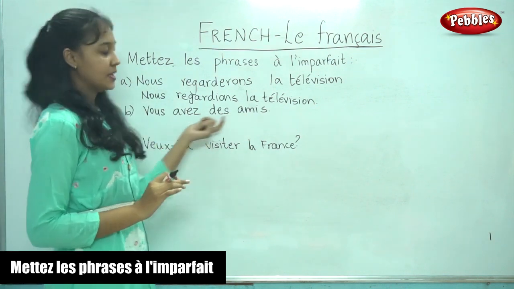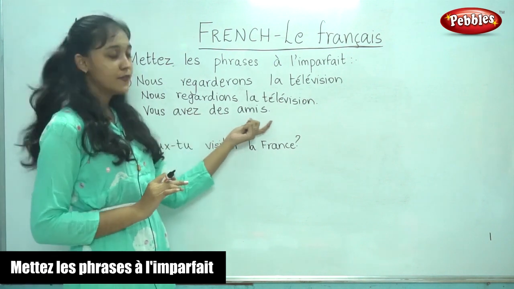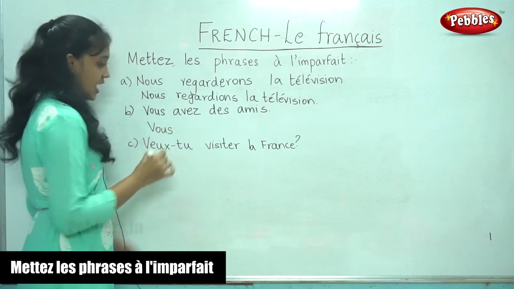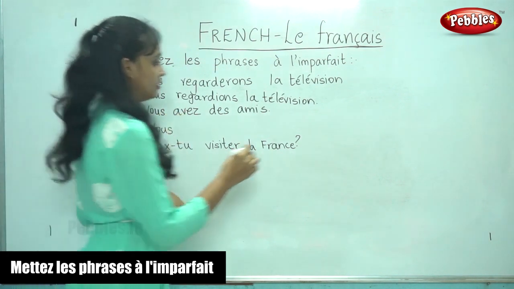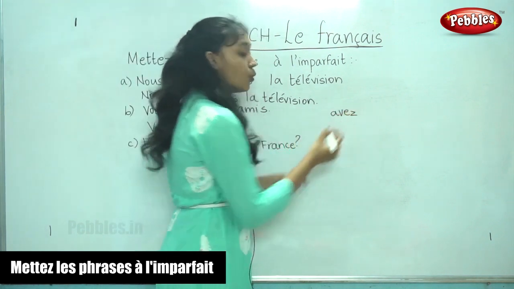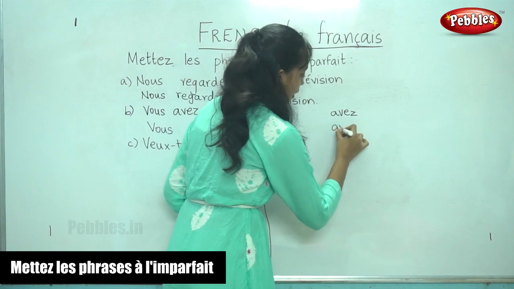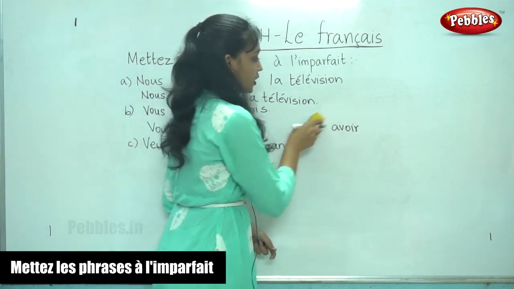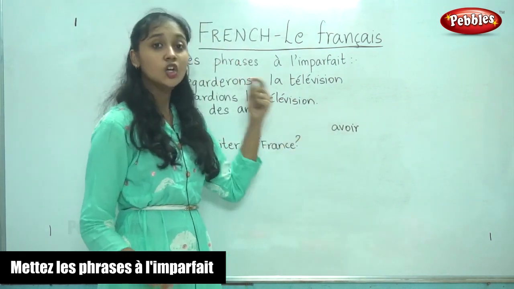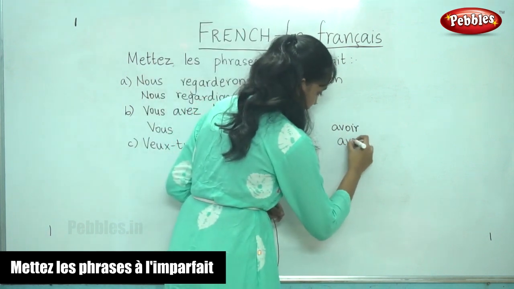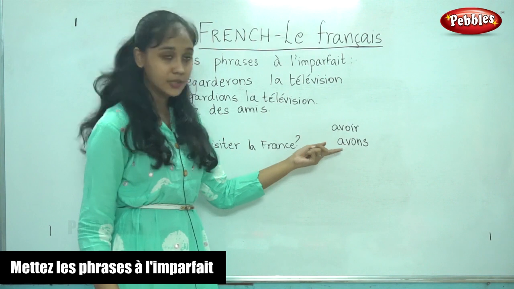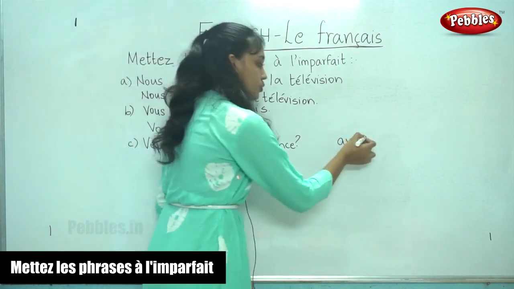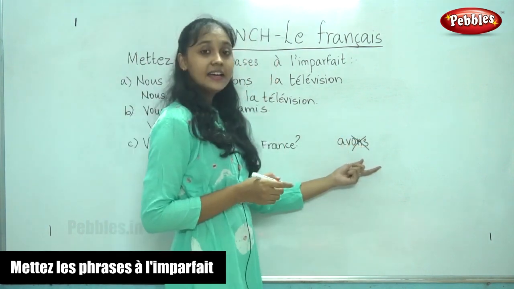Vous avez des amis. You have some friends. Now our subject remains the same and the verb here is avoir. What verb is it? It is the avoir verb. Now when you write this verb in the nous conjugation, it is avons. Right? I hope you remember. I told you this is a very important verb. So now avons, we remove ons and add our endings.